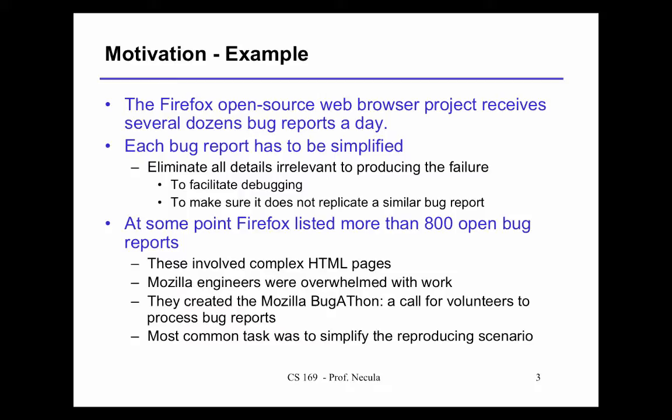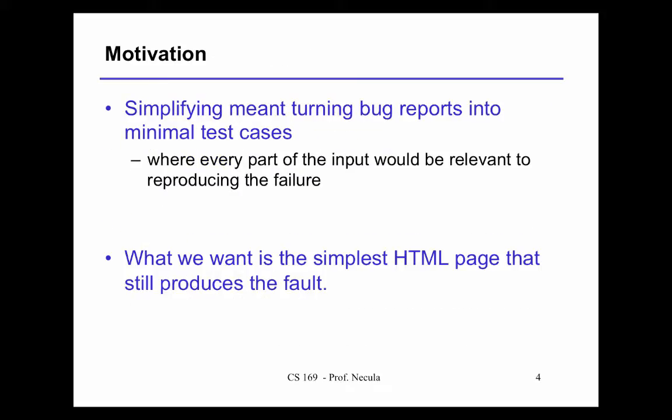So they had a call out for volunteers to process the bug reports, and the most common task was to simplify the reproducing scenario. And then once it's simple enough, you can debug it. You can even see that it's a duplicate of something else. So simplifying meant trying to turn these bug scenarios, these inputs, into a much smaller input that reproduces the problem.